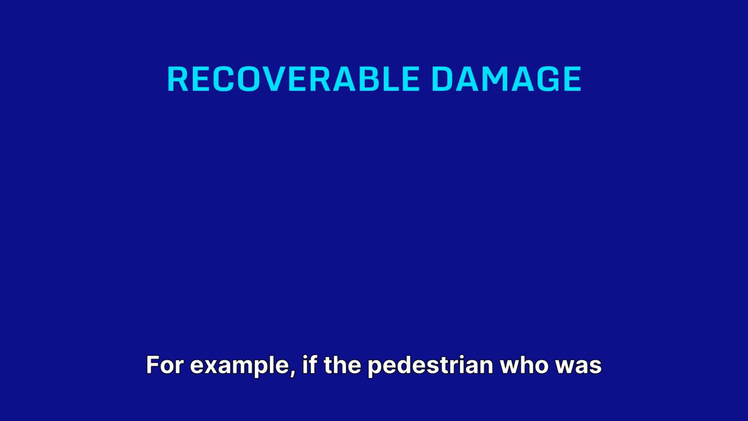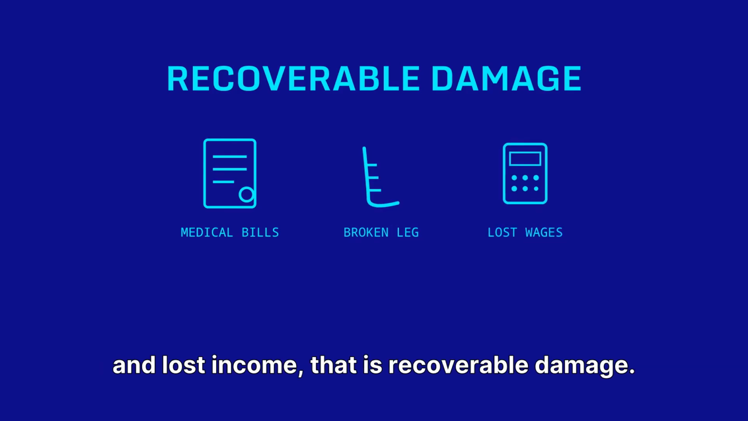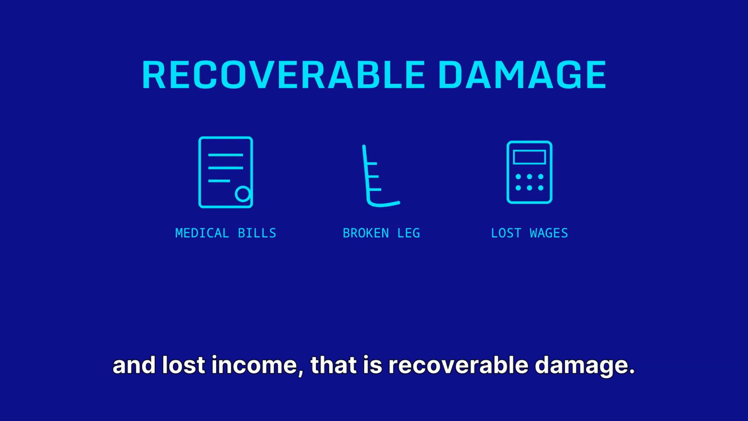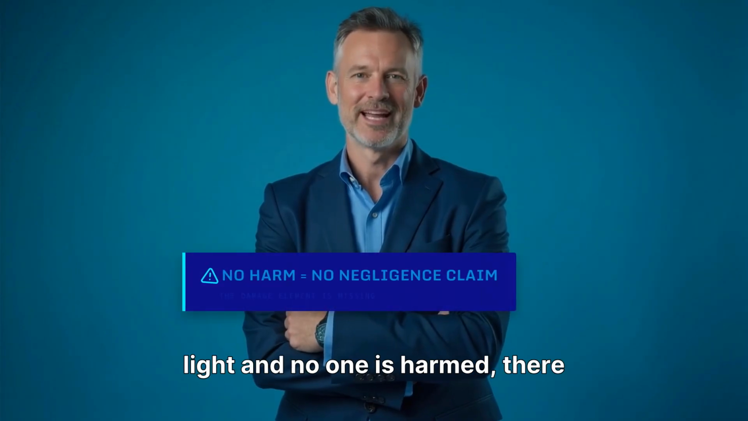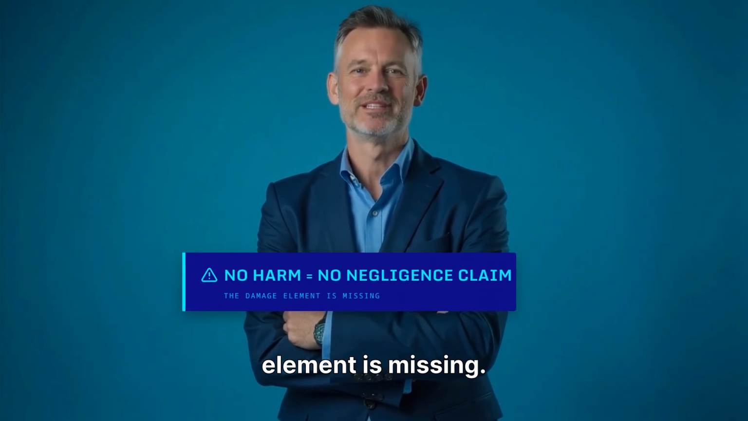For example, if the pedestrian who was struck suffers a broken leg, medical expenses, and lost income, that is recoverable damage. But if a driver runs a red light and no one is harmed, there is no negligence claim because the damage element is missing.